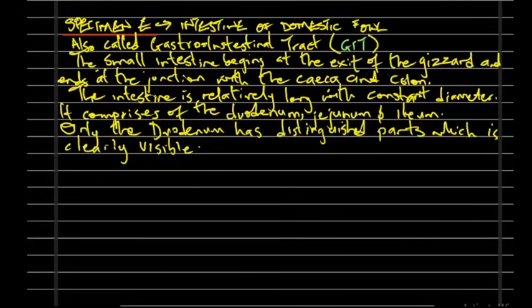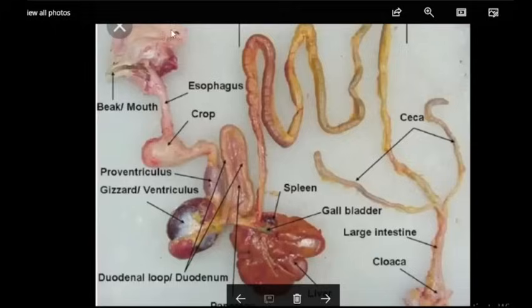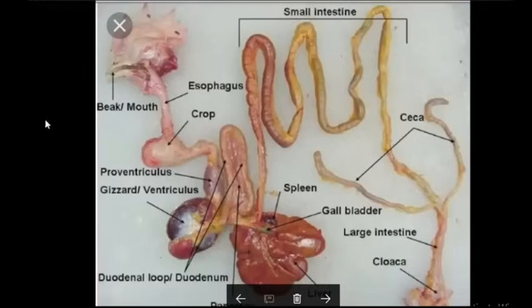So when we look at the intestine, that is basically what we will be seeing. The intestine is the part of the domestic fowl that helps in the digestion of food. It is part of the alimentary canal in the domestic fowls, also called the gastrointestinal tract. Now, you can see the small intestine here.